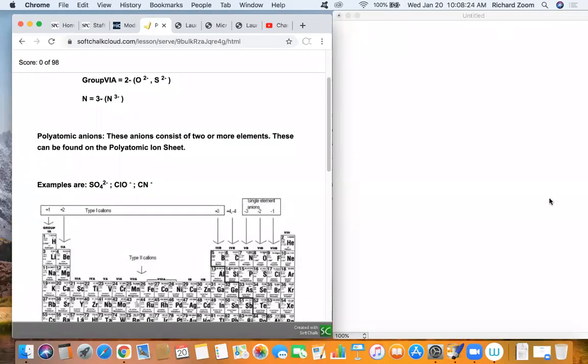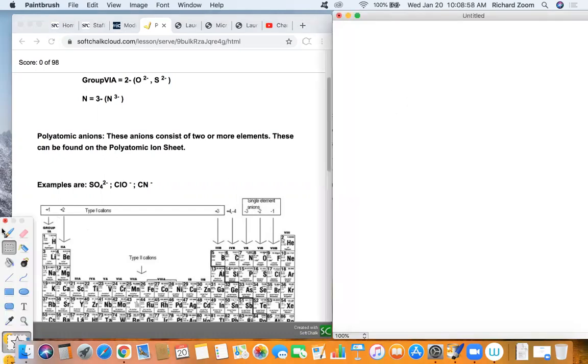So if we look at the periodic table, there's certain things that we can immediately see because we know something about the valence electrons for certain groups in the periodic table. And we know that in group 1 and group 2, we're looking at +1 and +2. Aluminum is +3. And then over on the other side, we've got -1, -2, and -3.